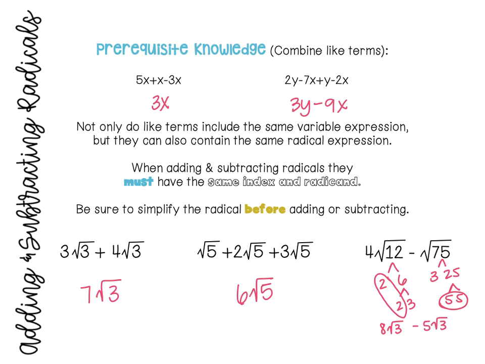Well, now they both have a square root of 3. So the radicands actually do match, so I can combine. 8 minus 5 is 3 square roots of 3.